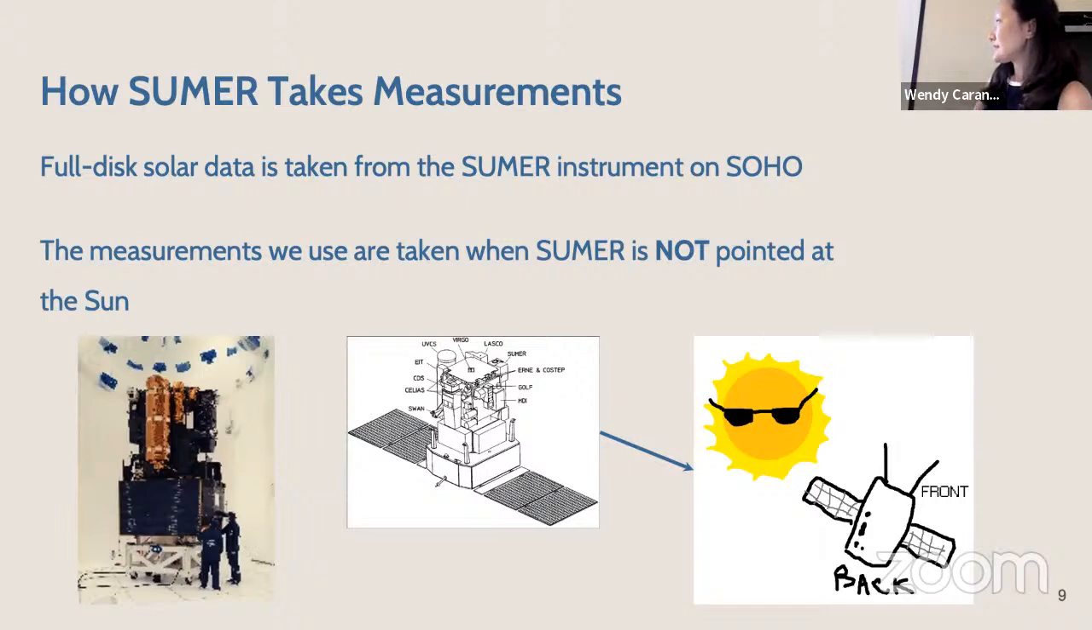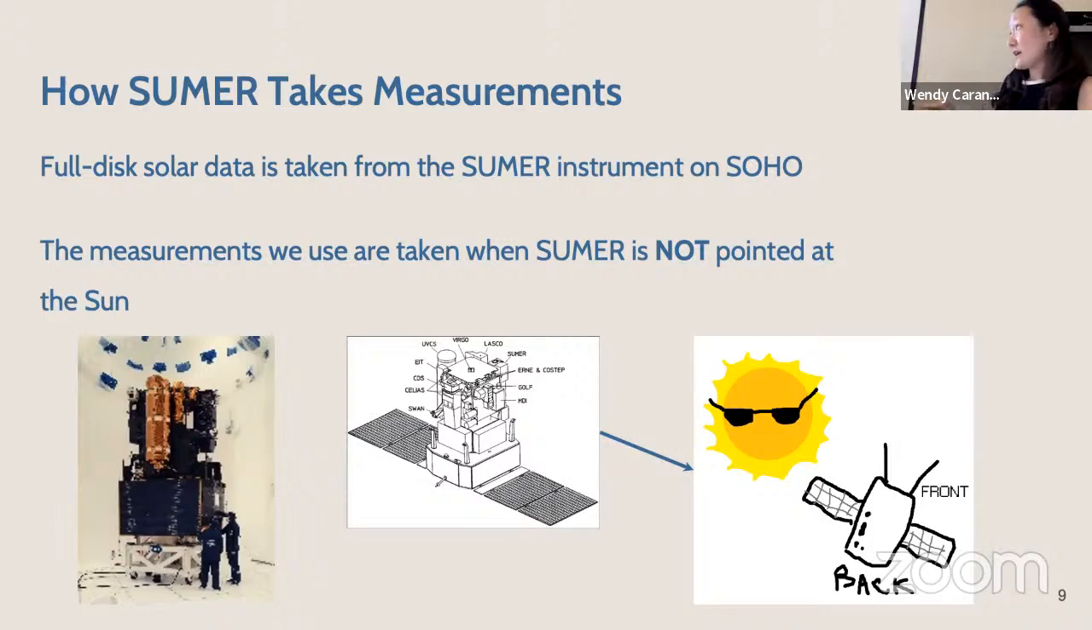So here's the satellite, and SUMER is one of the many instruments here. Here's a fun little graphic that shows you what happens. Here's the front of SUMER, and here's the back of the satellite in case you got confused. Here's the sun. You can see the field of view of SUMER is not pointed directly at the sun. So you get a bunch of light here, and it bounces into the instrument, and you get a full picture of the sun.